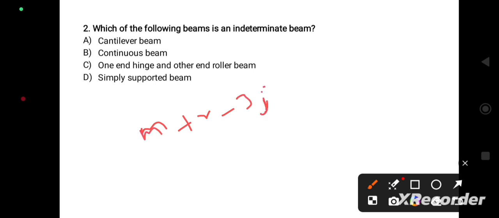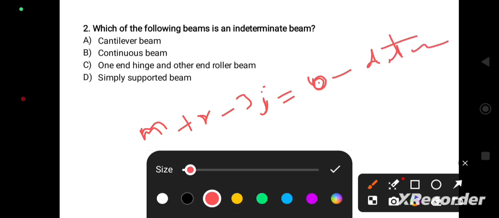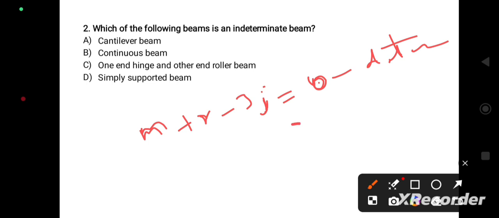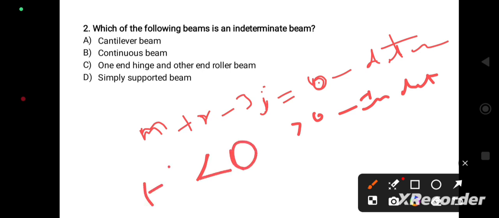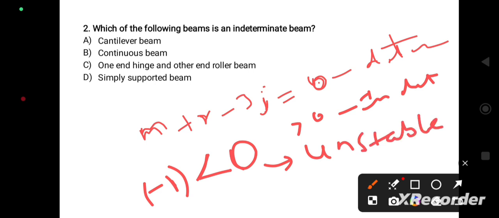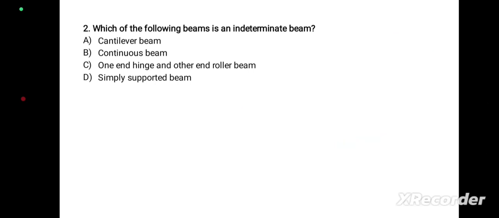If this m plus r minus 3j is equal to 0, those are determinate beams. If it is greater than 0, then those are indeterminate beams. If this formula becomes less than 0, that is a minus value, those are called unstable structures. For this the answer will be continuous beam, option 2.